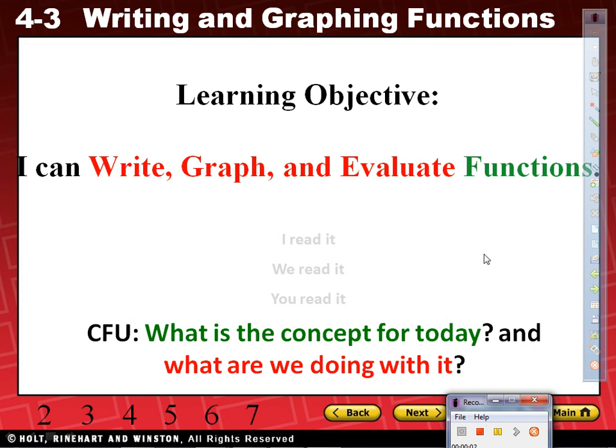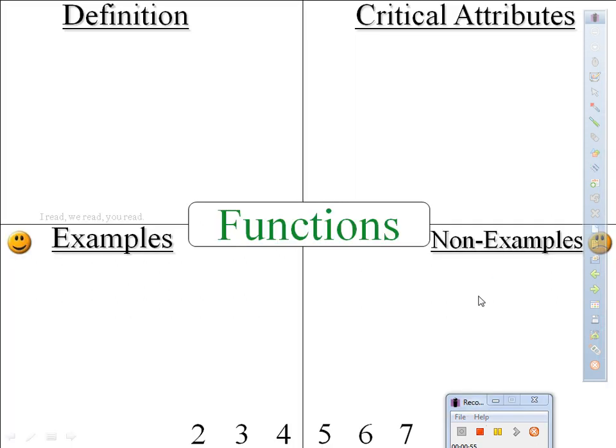All right. So with that said, you have steps, but we need a Frayer model just to clarify functions. So sketch a Frayer model underneath the steps that I gave you. Make it big enough so that you can write on it. Here we go. So what are functions?